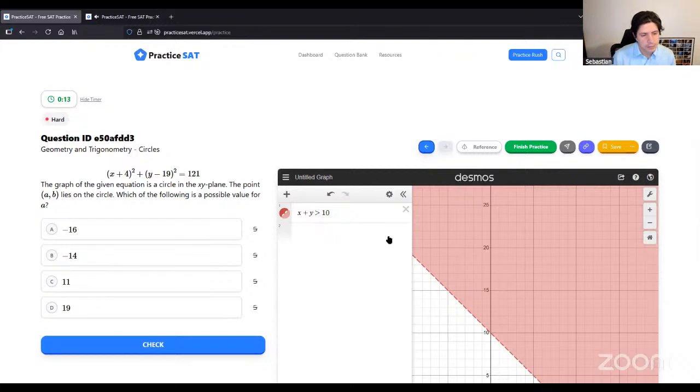Okay, the graph of the given equation in the circle, point AB lies in the circle. Which of the following is a possible value for A?